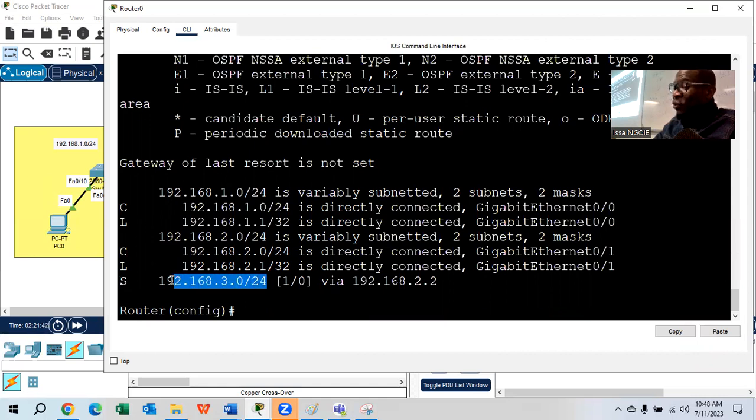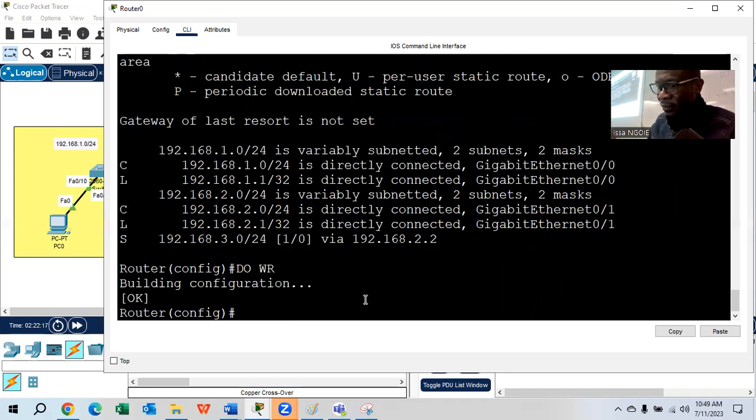So my router learned about this network via which interface, right? So your router knew about this network via this interface. Later on, I will teach you what it means by 1/4, because you also have to know how to interpret it. Let's try to save, guys. Do WR, right?